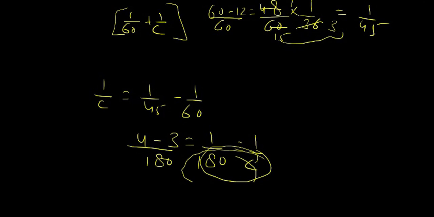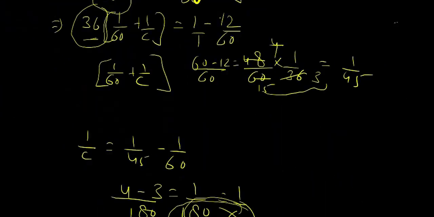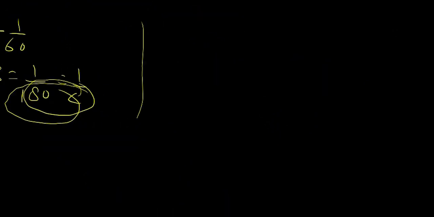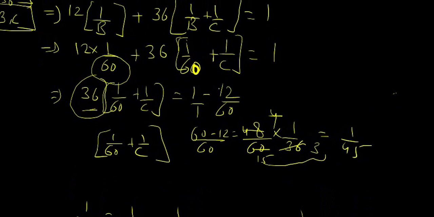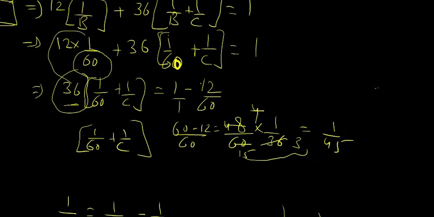Okay. And I think the problem also asked for the ratio of work done by A, B and C. Okay. So we need to find out this ratio. So how to find a ratio, as we did in the easier part also. That ratio is going to be, and what is the efficiency of A? So now the problem is, what amount of work is done by A? So A did 12 by 60 work. So this is the amount done by A. B has done 36 upon 60, and C is 36 upon 180.